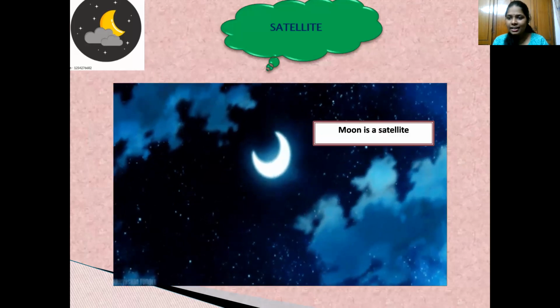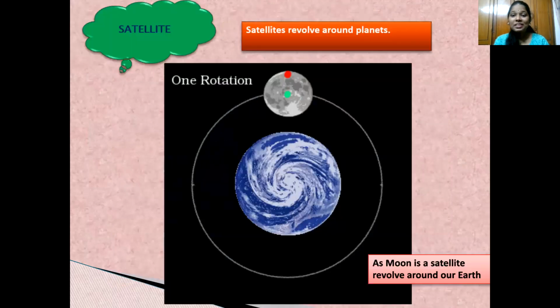But what is a satellite? A satellite is mainly something that revolves around a planet. What we basically say is that the planet is revolving around the sun, and the moon or the satellite is revolving around the planet. Our Earth's satellite is the moon, right? So the moon is revolving around the Earth. The satellite revolves around the planet, and the planet revolves around the sun, right?